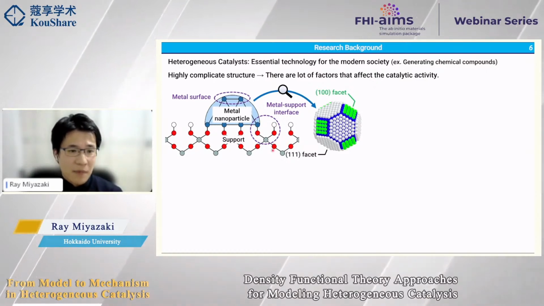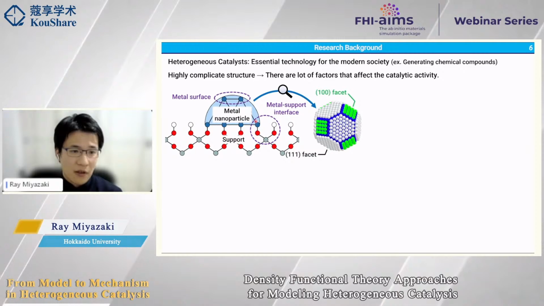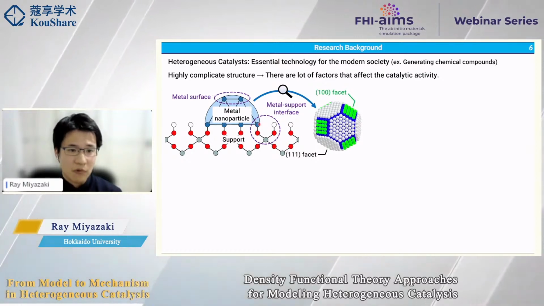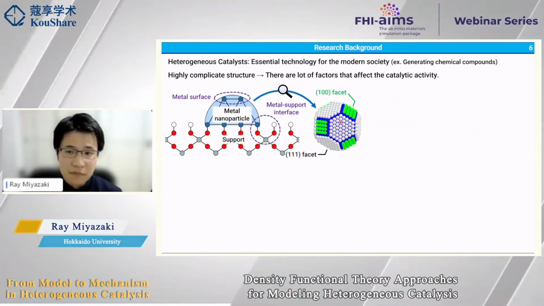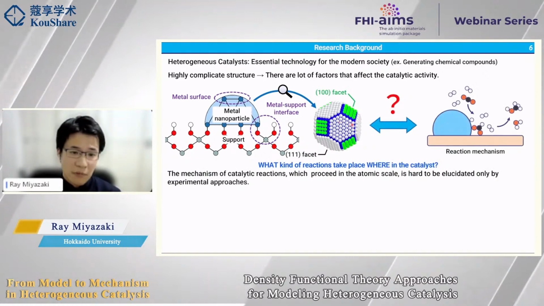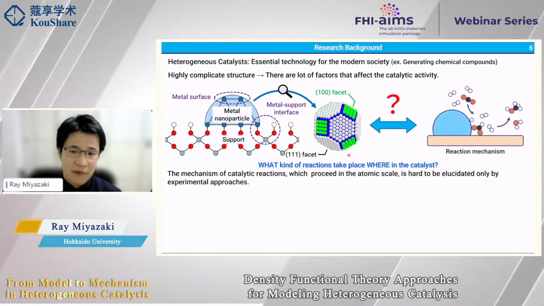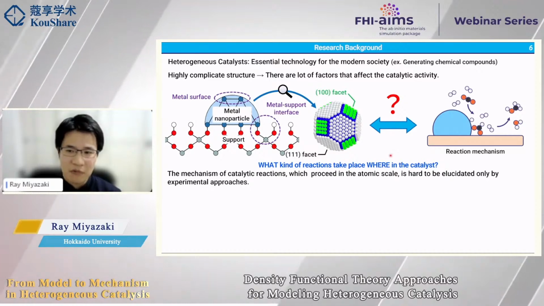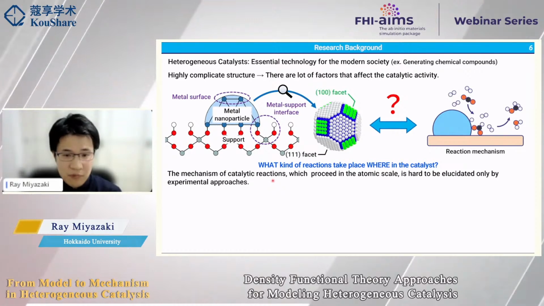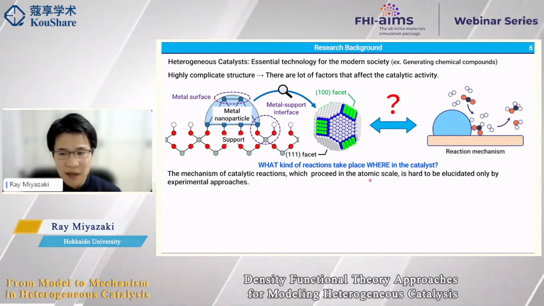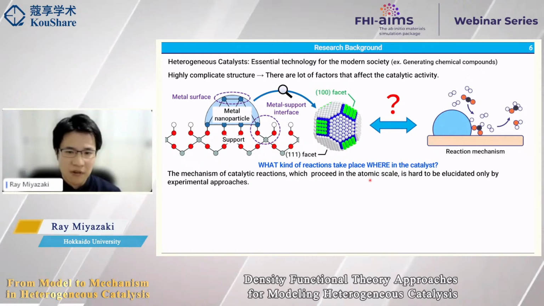But the problem is the heterogeneous catalyst itself. Here, this is a very typical picture of the heterogeneous catalyst. Here is a metal nanoparticle supported on the support material. And of course, the metal surface is an active site, but also the interfacial site between the metal and the support material is a very important active site. Due to this complexity, what kind of reactions take place where in the catalyst is a very big question for us. And of course, the mechanism of catalytic reactions that proceed on the atomic scale is hard to elucidate only by experimental approaches.